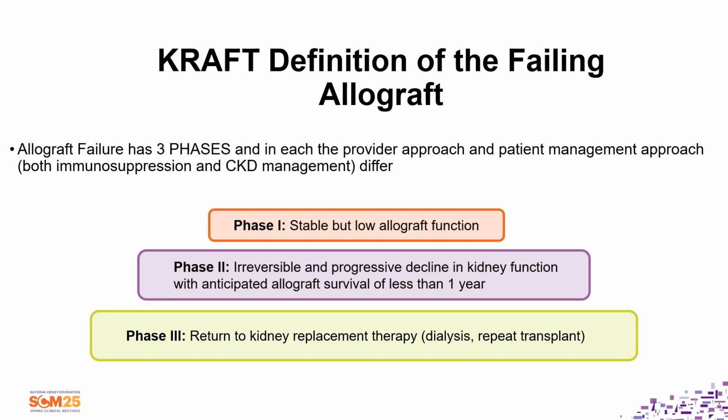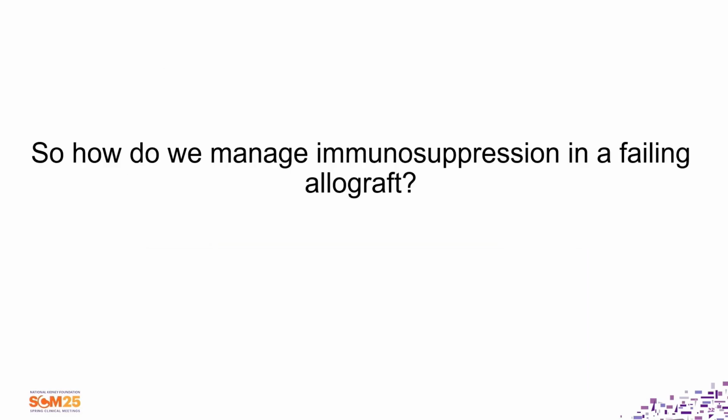Whereas phase two is when we really start to see that irreversible and progressive decline in kidney function, where we anticipate that allograft survival will be less than 1 year. And then phase three is when they actually return to some method of kidney replacement therapy. And as we go through these, you'll see that each of these phases, and whether they are or are not a candidate for repeat transplant, will have implications in terms of how we want to adjust or think about their immunosuppression, as well as their overall CKD management strategies.